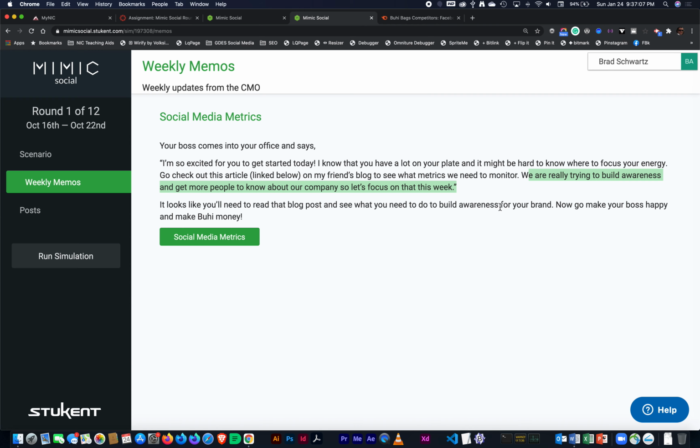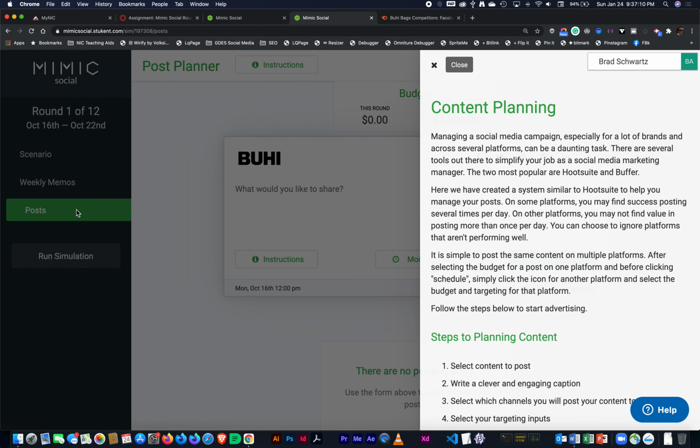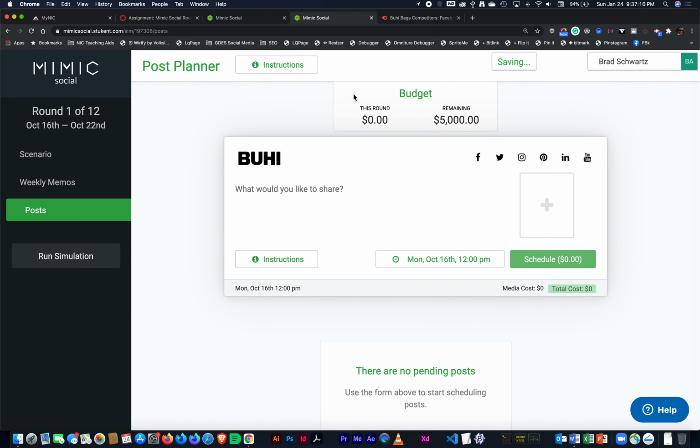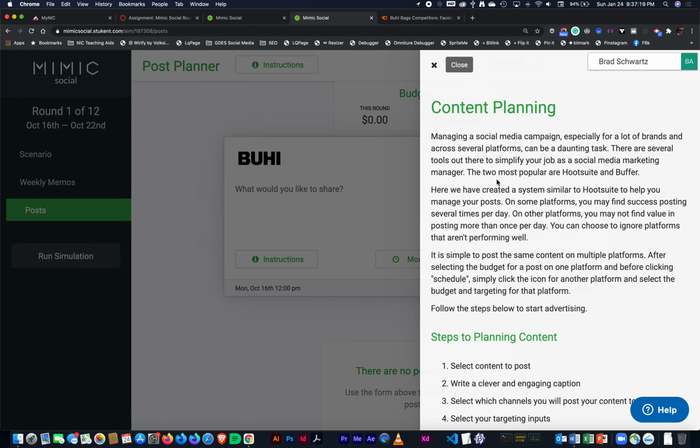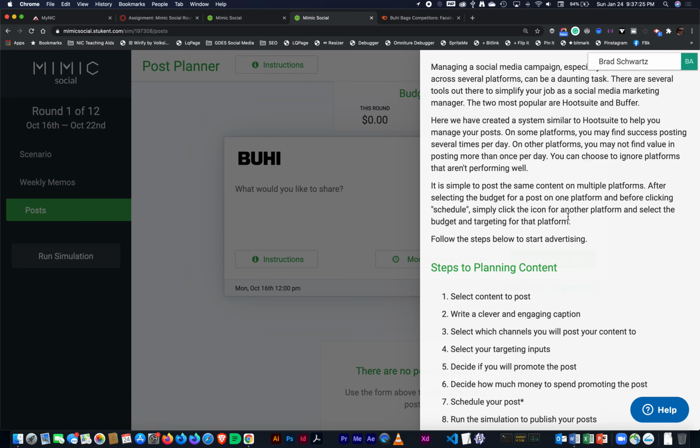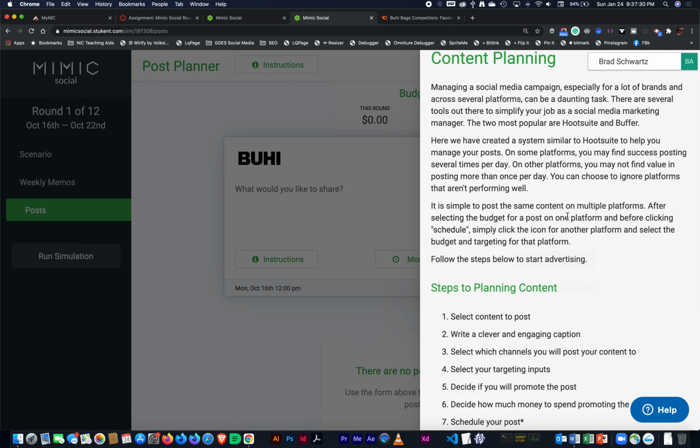Building awareness, that's our goal this week. So when we get into content planning, we're looking at the posts, and there's an instruction page that shows up here. The way that the simulation is set up, it mimics Hootsuite or Buffer. These are two paid-for tools out there that most social media marketing managers would have access to.